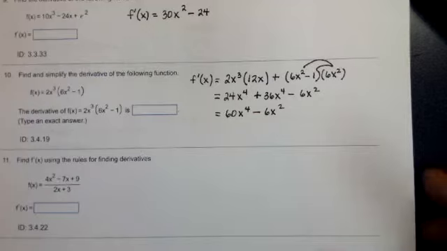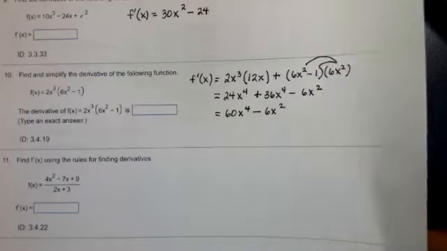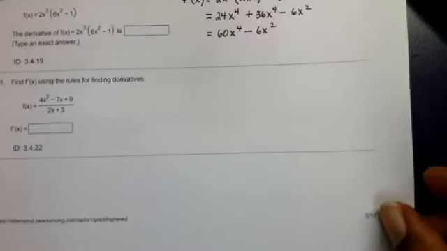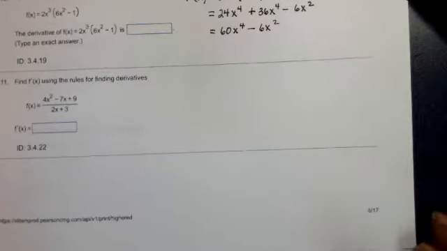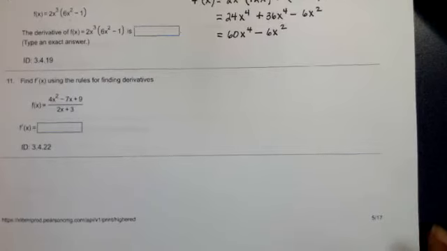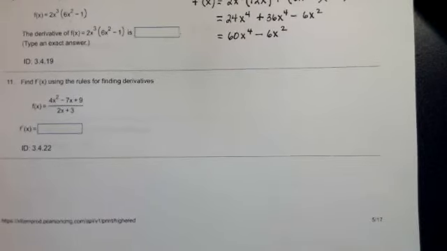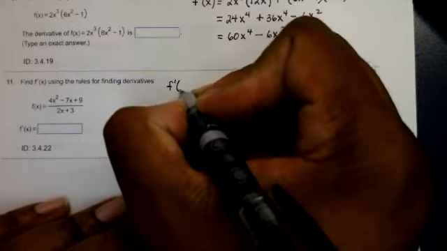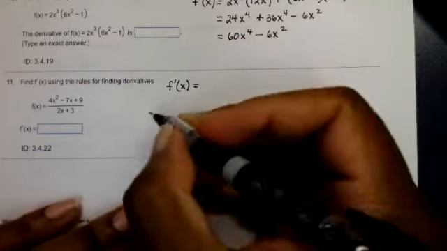All right, number 11 is finding f prime of x using the rules for finding derivatives. Here we got f of x is equal to 4x squared minus 7x plus 9 divided by 2x plus 3. In this case here, we have a numerator and a denominator. That means I can apply the quotient rule for this. So the quotient rule is going to be this. So here, f prime of x would be equal to this.